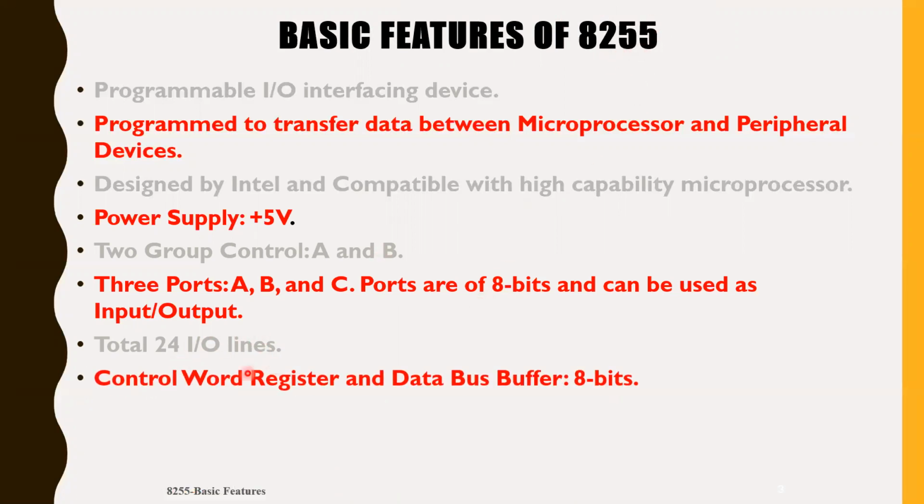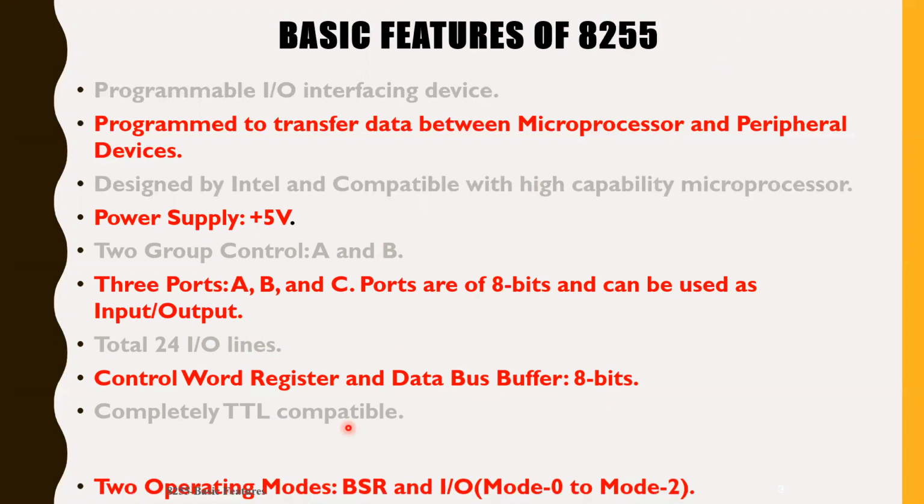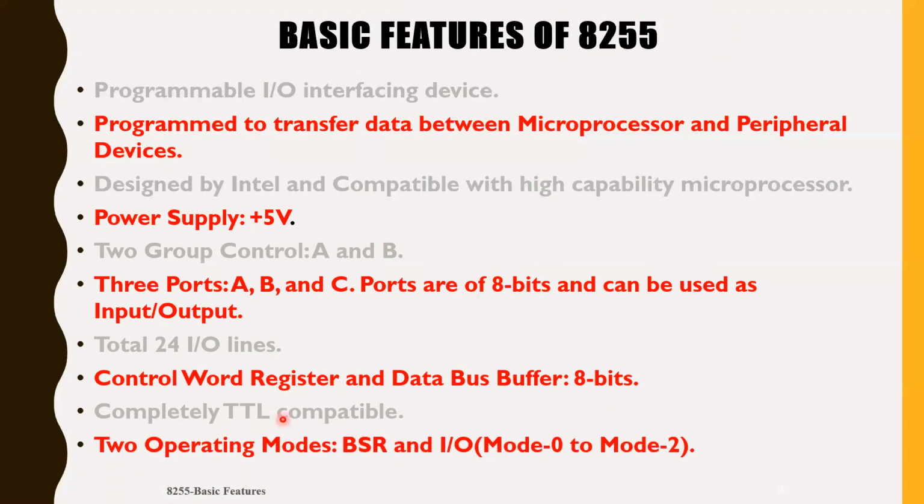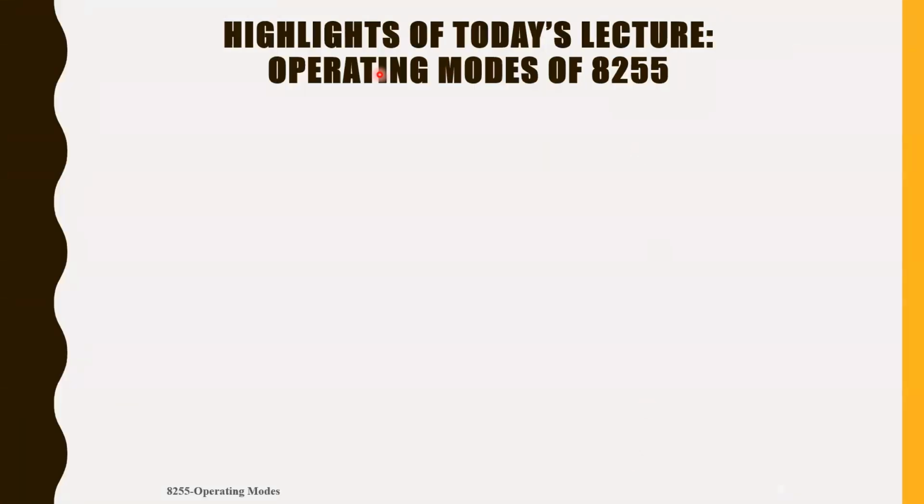8255 also contains the control word register that holds the control word, which is of 8 bit, and we have another data bus buffer which is also of 8 bits. This 8255 is completely TTL compatible, that is transistor to transistor logic. It has two operating modes. One is the BSR mode and another is the IO mode. This IO mode further contains three sub modes, mode 0, mode 1 and mode 2. So in today's lecture, we are going to study the different operating modes of 8255.